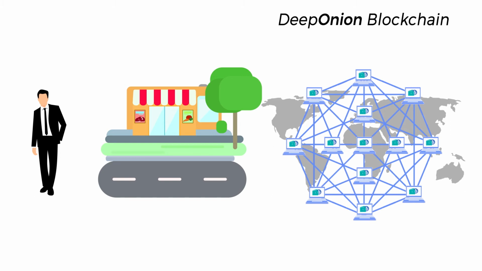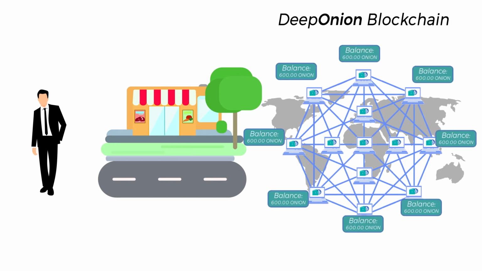If I were to buy something with a decentralized cryptocurrency like DeepOnion, I would give the store my details. The store would check with the DeepOnion blockchain, which asks all the secured computers on the network if I have enough money in my balance. Once checked, they tell the store, and then all of them update their records that the sale has taken place. This record is permanent and can't be changed.